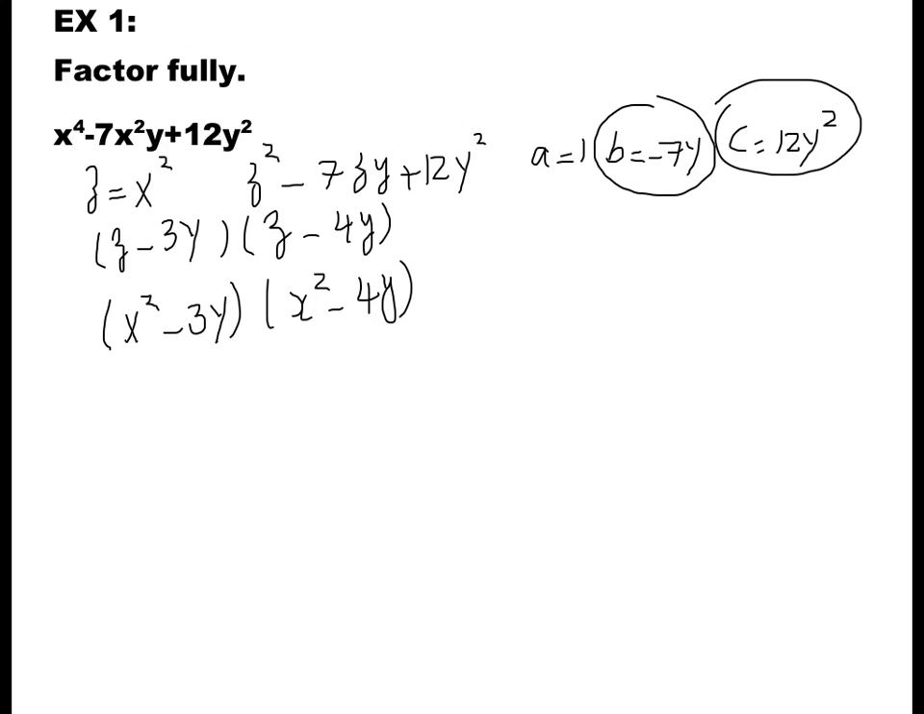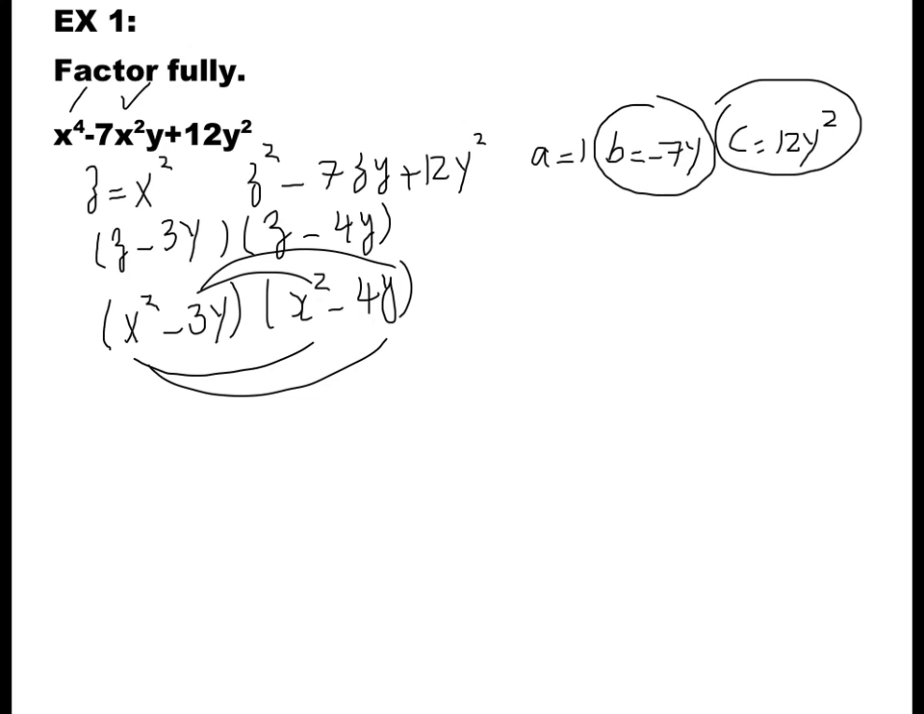To test again, I'm going to use the arrow method. X squared times x squared gives me x exponent 4. X squared times negative 4y gives me negative 4x squared y. Negative 3y times x squared gives me negative 3x squared y. So the sum is negative 7x squared y, which is this one. And negative 3y times negative 4y gives me 12y squared. So I was able to factor this polynomial.